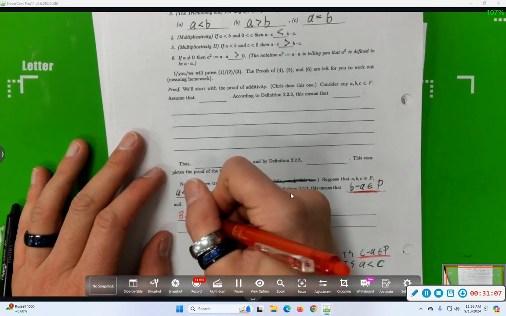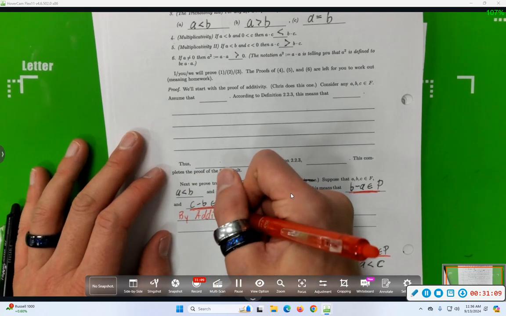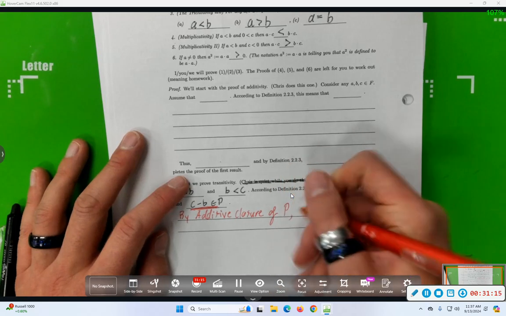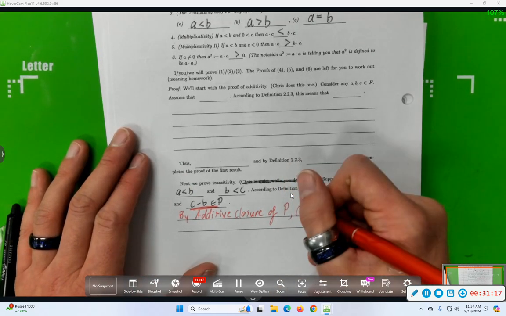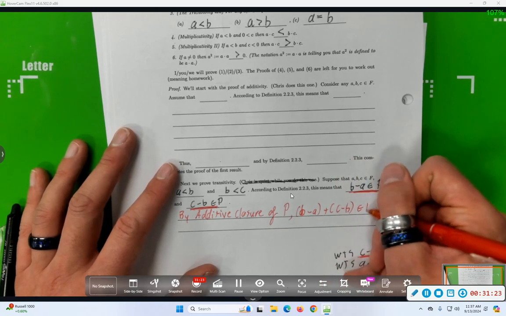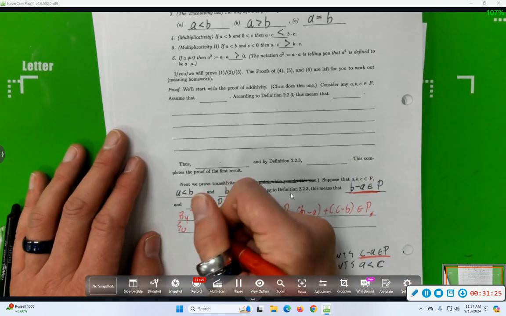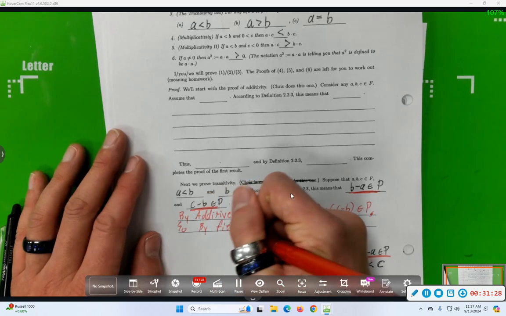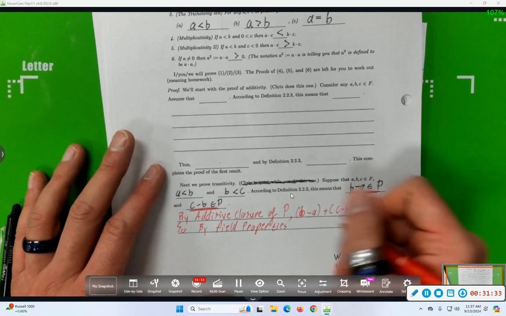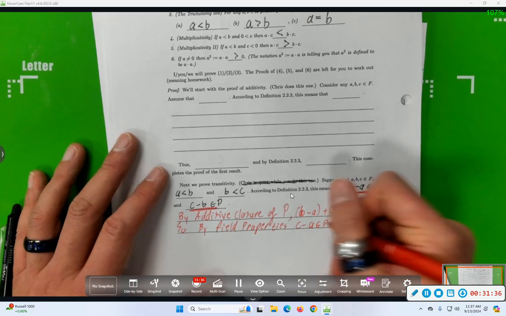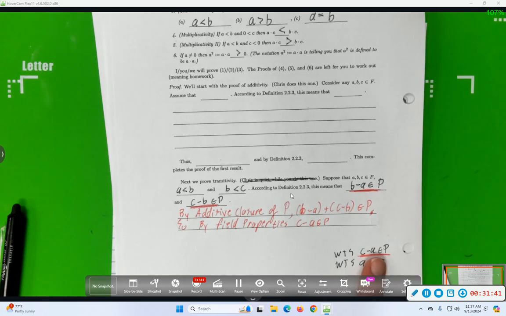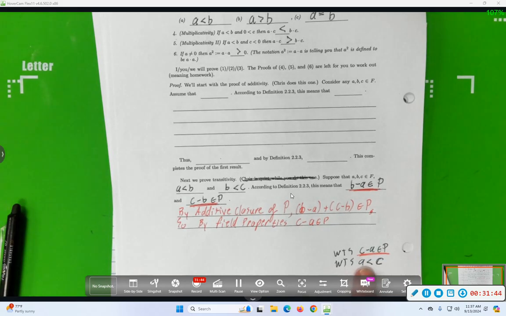So by additive closure of P, B minus A plus C minus B is in P. So by field properties, and I don't care about which ones now, C minus A is in P. All right, that was the want to show. How do you go from here to there? Why is that what we wanted to show?